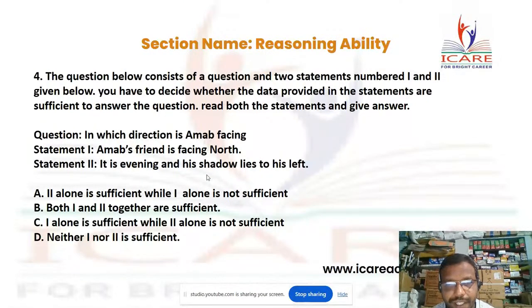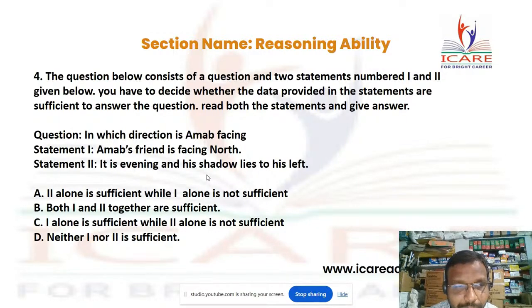So one more question. If you have to take an example, in which direction is Amab facing? Followed by the two statements. So these are some sample questions related to reasoning ability. So the question is, Amab is facing in which direction?